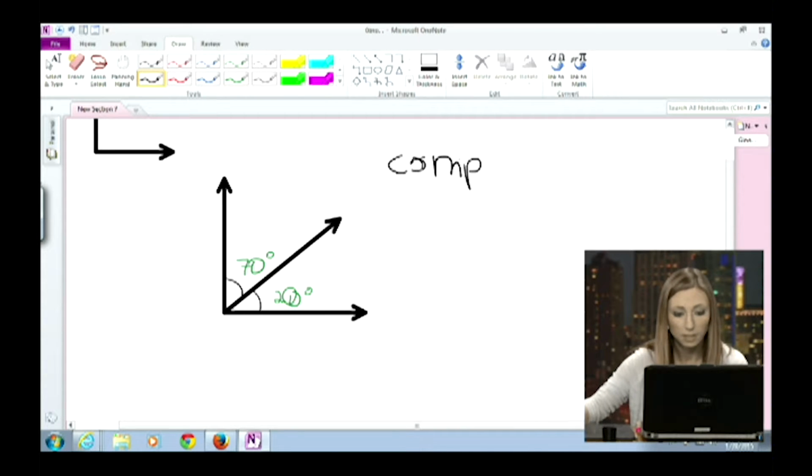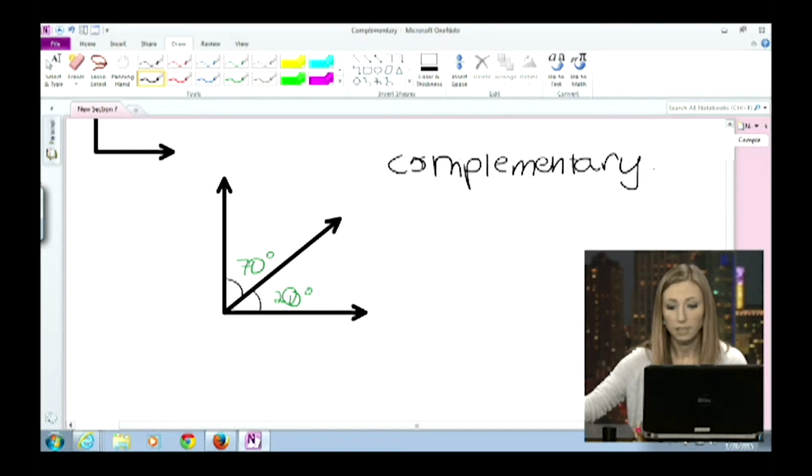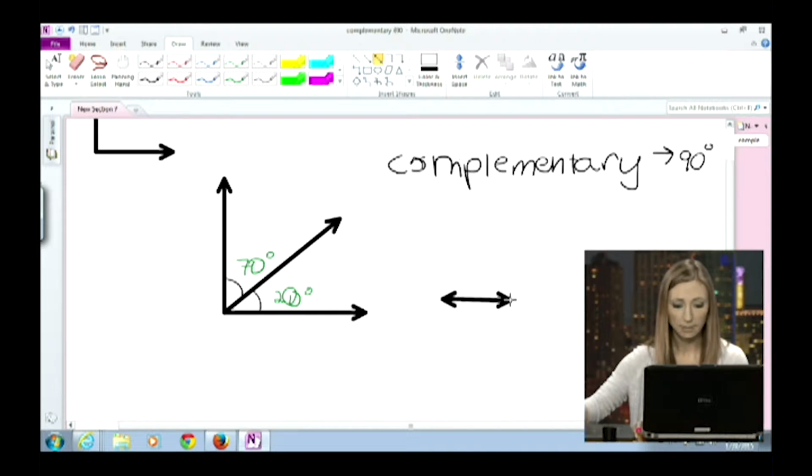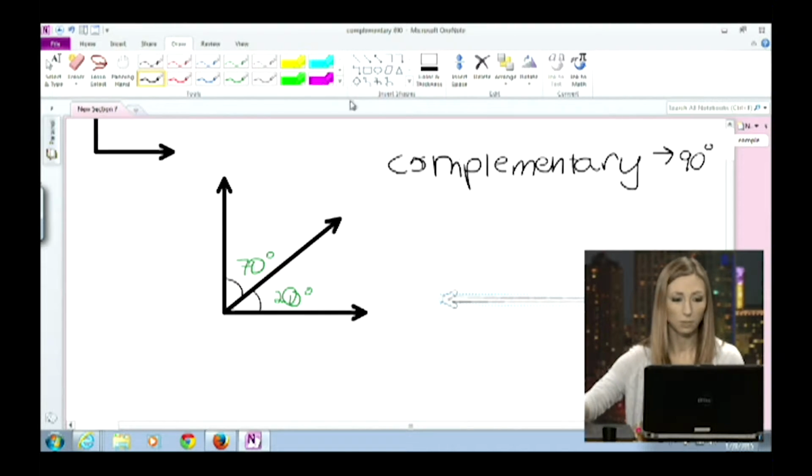Complementary is, they add up to equal 90 degrees. And 90 degrees is important because it's a right angle, and those are really important angles. The other one is supplementary, and those two angles will add up to equal 180 degrees.